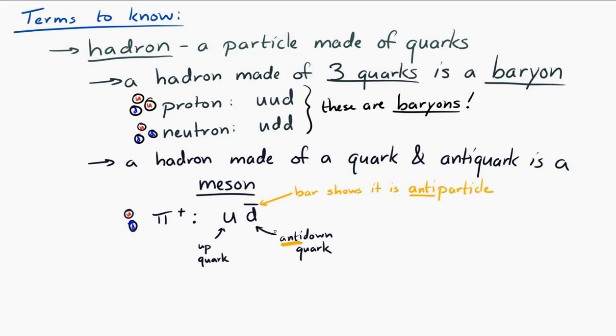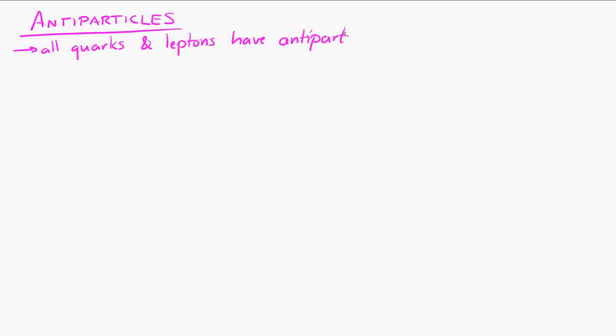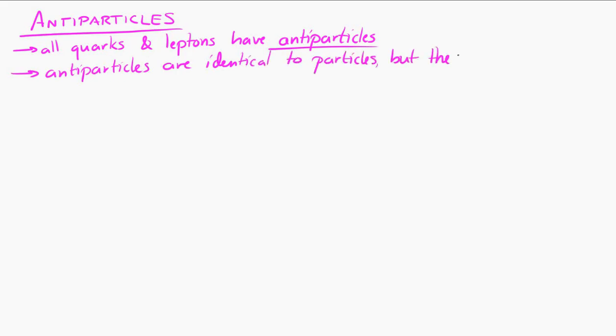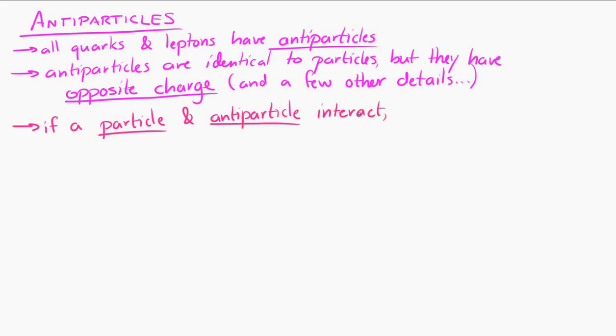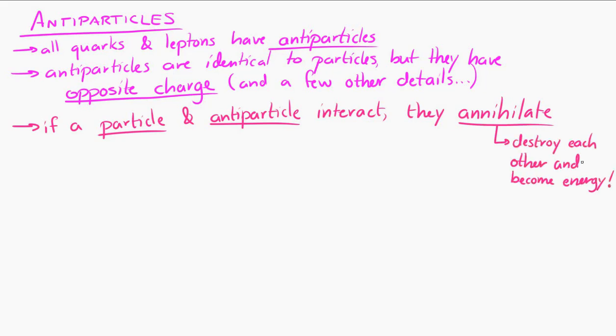All right, so what's the deal with these antiparticles? Let's talk about that. Turns out all quarks and leptons have antiparticles. Antiparticles are identical to particles, but they have opposite charge. So they have the same mass, but opposite charge. And a few other details are different, which we're not going to discuss. One thing that's strange about antiparticles is that if a particle interacts with its antiparticle, they annihilate. And what I mean by that is they destroy each other and turn into energy.